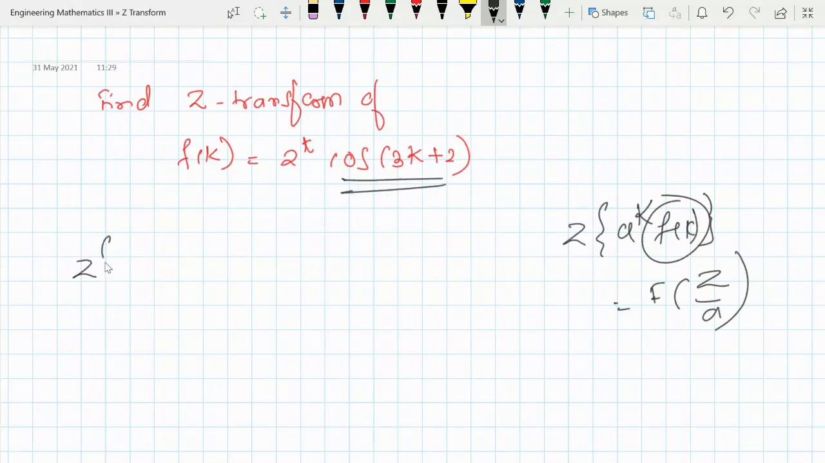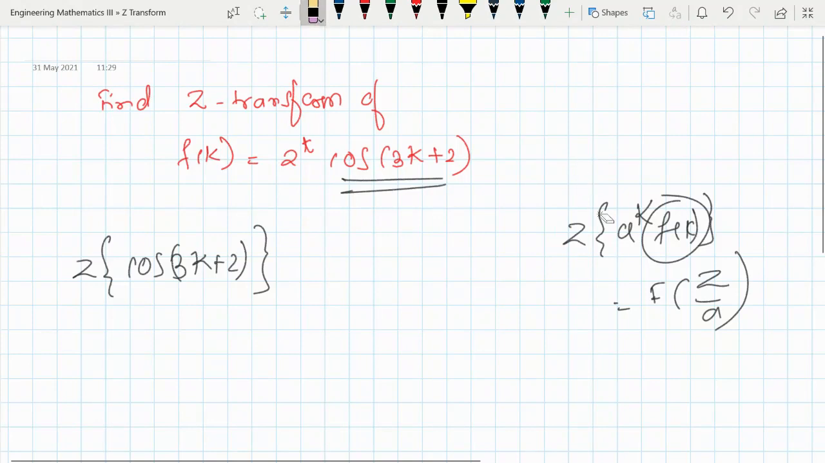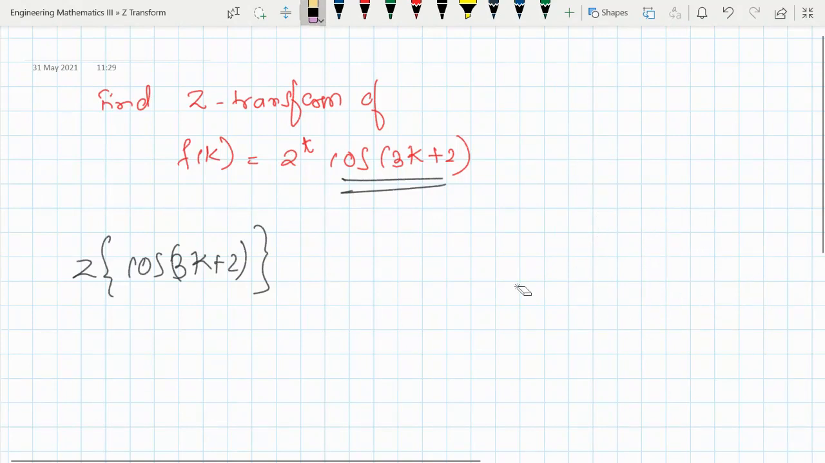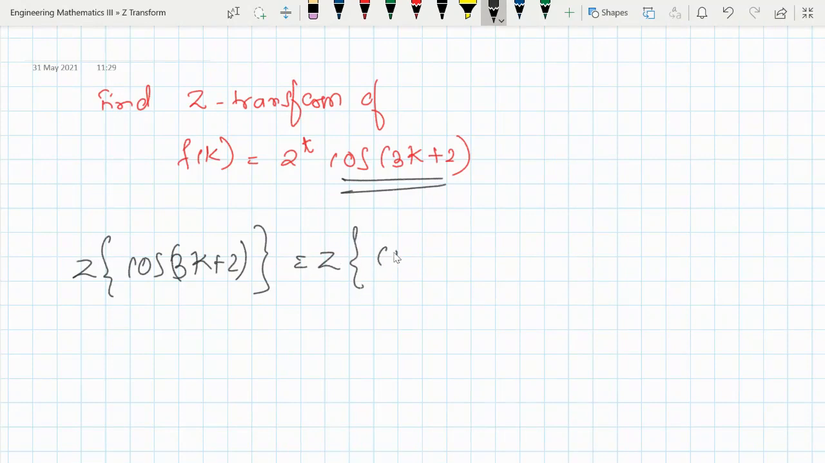So this is my fk. Find out the z transform of that, cos of 3k plus 2. We have a z transform of cos of ak. We don't have a z transform of cos of 3k plus 2. What do we do in this case? Okay, so simply expand cos of a plus b. It is cos a cos b minus sin a sin b. Okay, so this is equal to what? This is z transform of cos of 3k into cos of 2 minus sine of 3k into sine of 2.